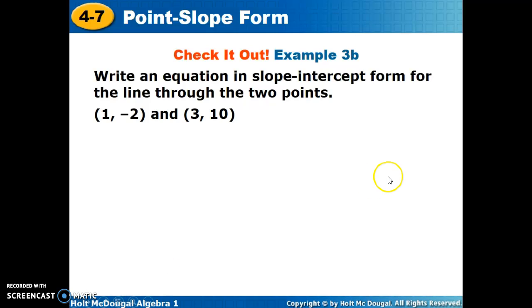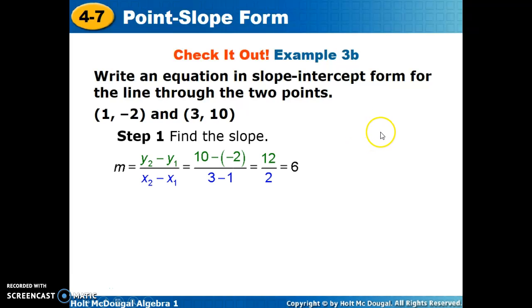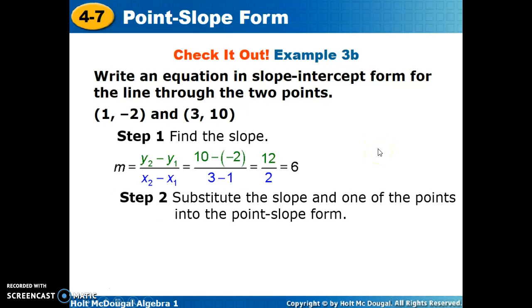Write an equation in slope-intercept form for the line going through these 2 points. Well, notice slope-intercept form contains a slope. First thing we need to do is use our slope formula to find the slope. Plugging those values in, we find a slope of 6. We're going to choose one of the points. They chose 1, negative 2.